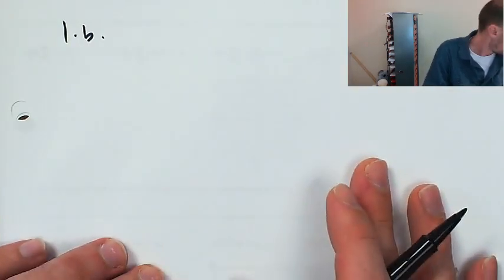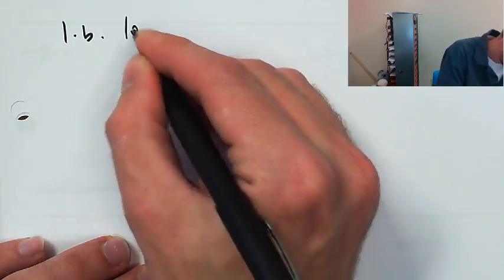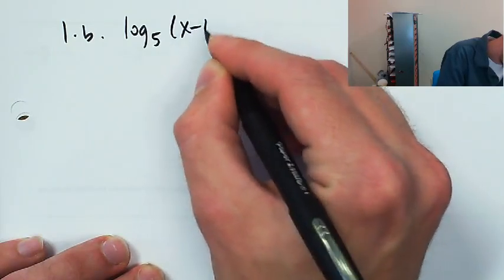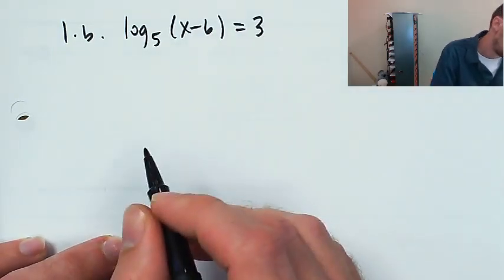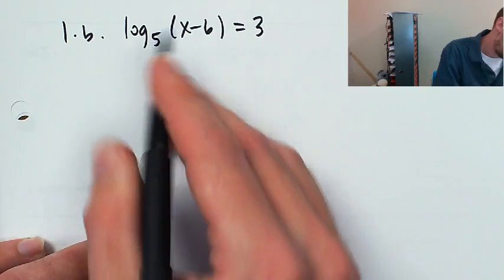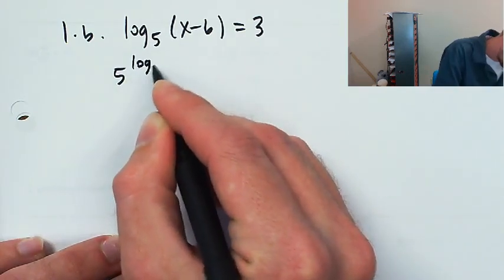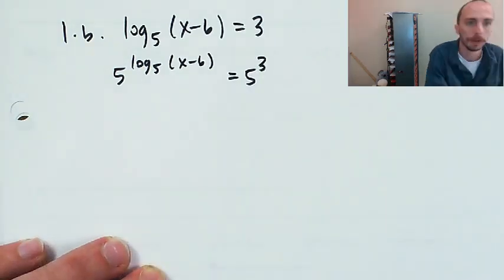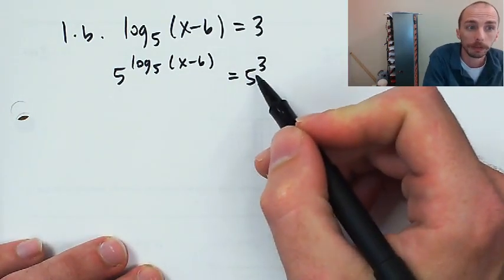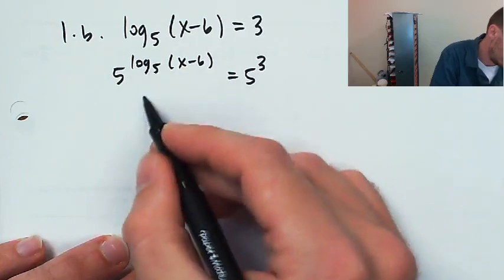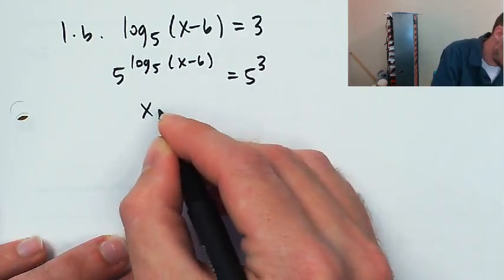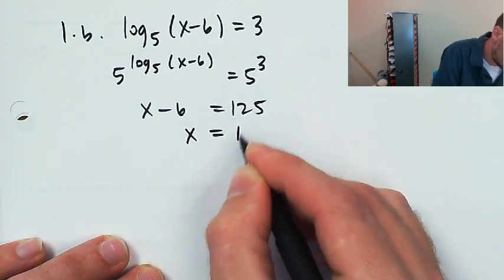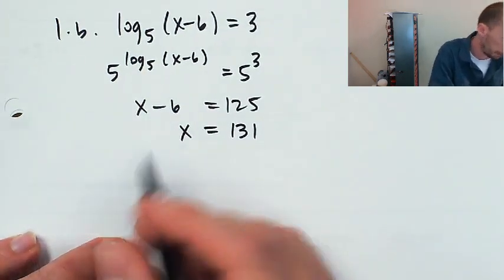Okay. For 1b, I'll be taking the log with base 5 of x minus 6, and that will equal 3. Okay. So I'm going to take 5 to both sides power. Okay. 5 to the third is 125. And on the left side, that will cancel off, and I'll have x minus 6. So x minus 6 equals 125. Add 6 to both sides, and x will equal 131.